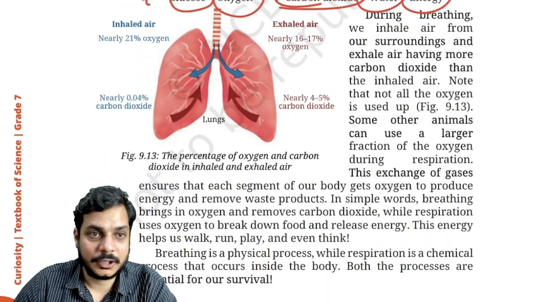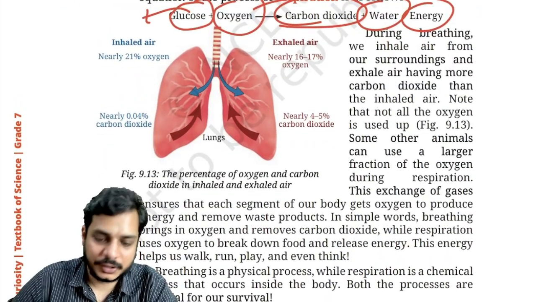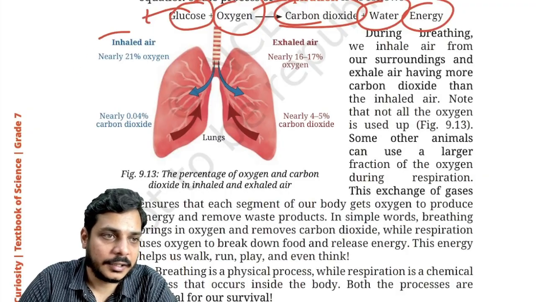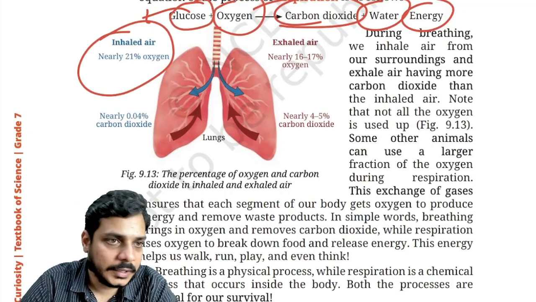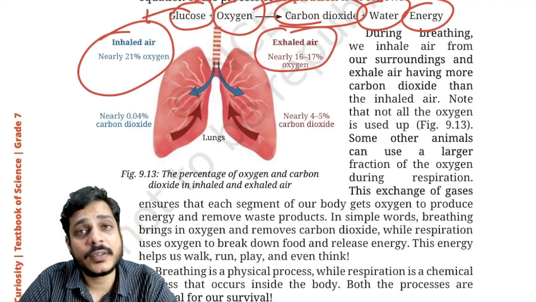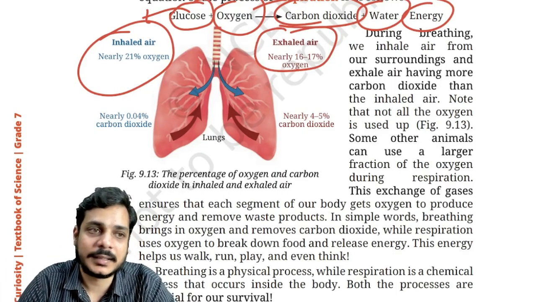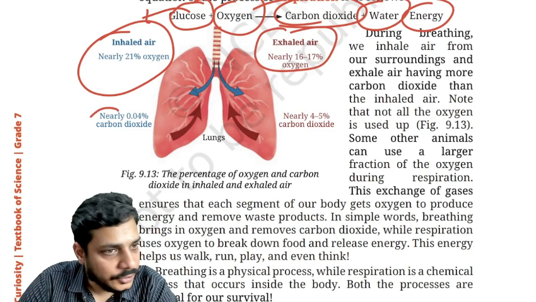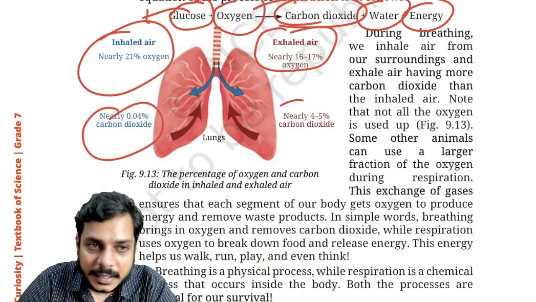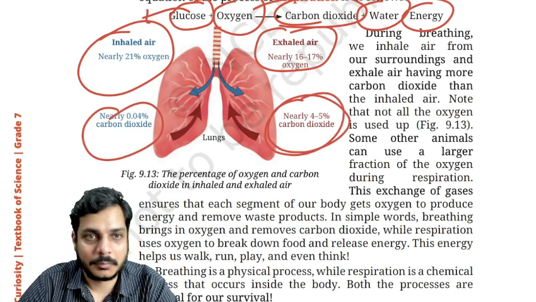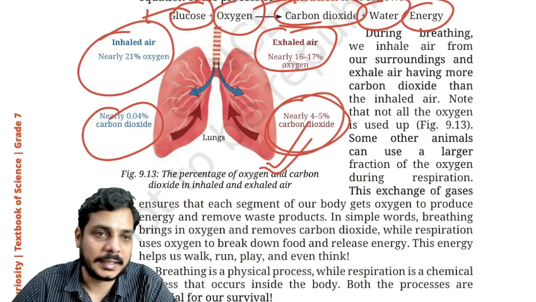In this diagram, it shows us the quantity of oxygen in the inhaled air and in the exhaled air. Nearly 21% in inhaled air, the atmosphere, and 16 to 17% oxygen in exhaled air. It means not all the oxygen that we breathe in is getting utilized. How much carbon dioxide? Nearly 0.04% in inhaled air, and in the air we breathe out, much more, 4 to 5% carbon dioxide.